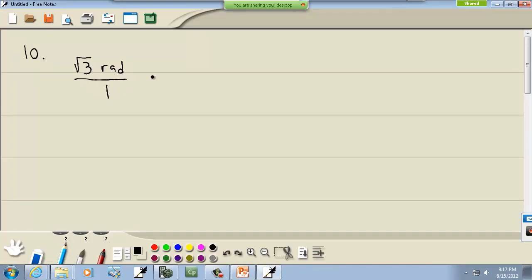Again, we want it in fraction form. And if I put radians up here, I have to put radians down here. And so this would be pi radians, and I put 180 degrees up there. And of course, those are gone. And up on top, we have square root of 3 times 180 degrees over pi.